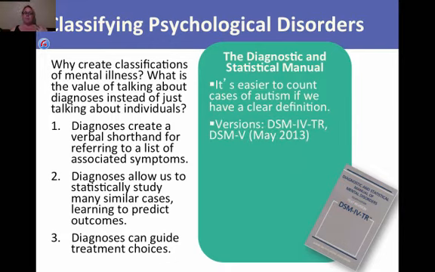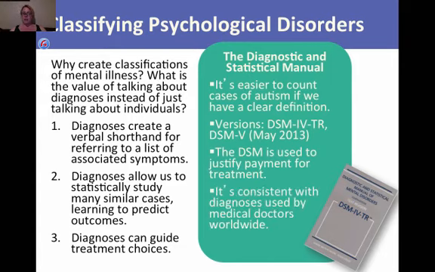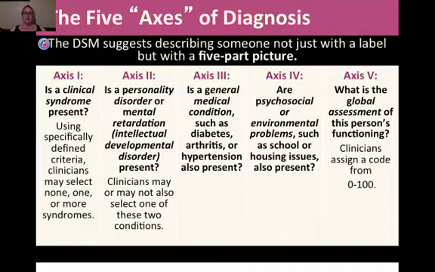There are lots of different revisions. I think right now we're on the fifth revision. It just came out in May 2013. The DSM is also used to justify payment for treatment, so it's an insurance piece, and it's consistent with diagnosis used by medical doctors worldwide. One of the really important things is that it opened things up to consistency around the world.